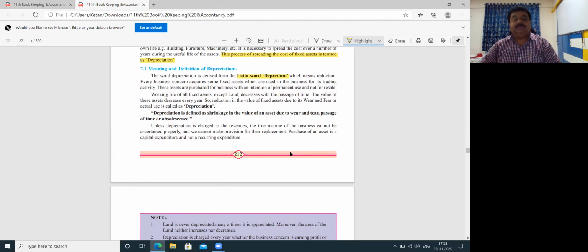Every business concern acquires some fixed assets, okay, which are used in the business for its trading activity. These assets are purchased for business with an intention of permanent use and not for resale. Very, very important statement. Why are we purchasing the fixed asset? What is our intention? For permanent use and not for resale. And that's why assets are not goods.